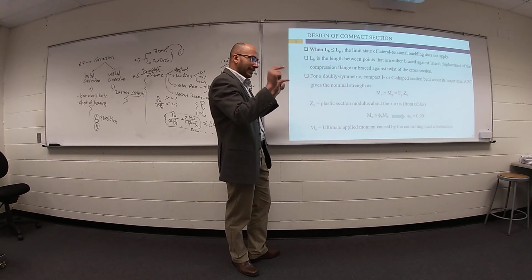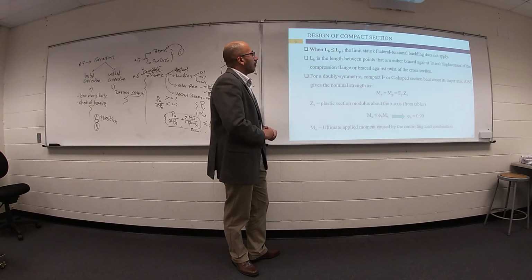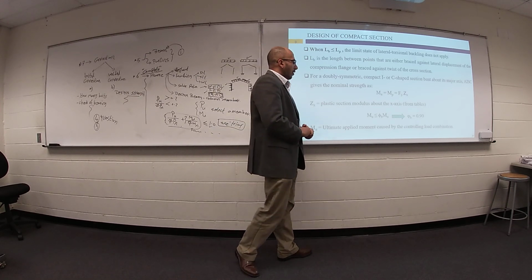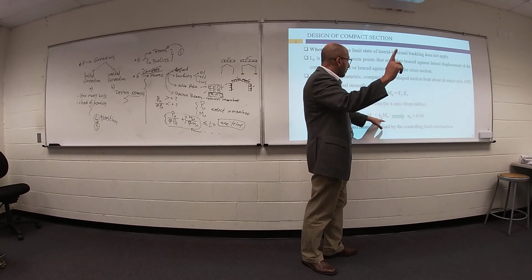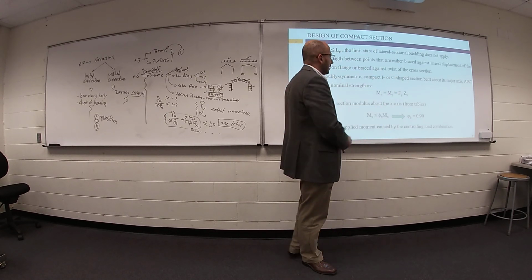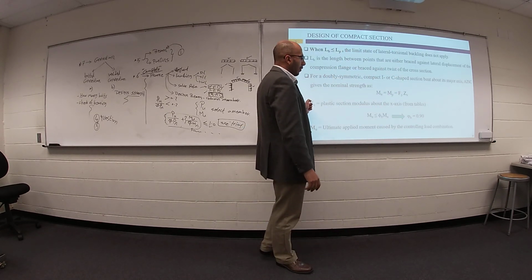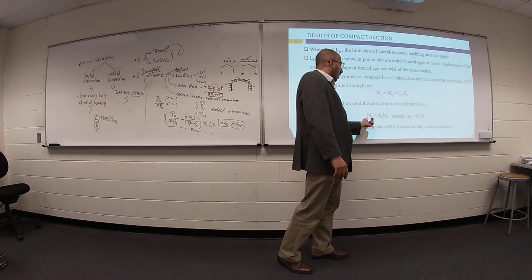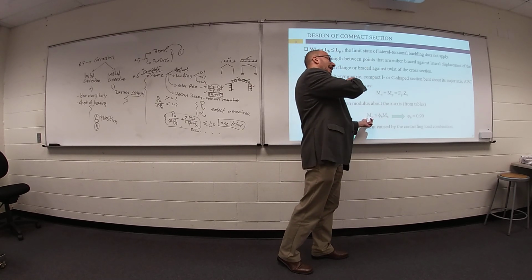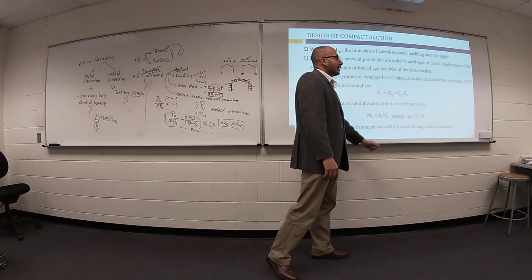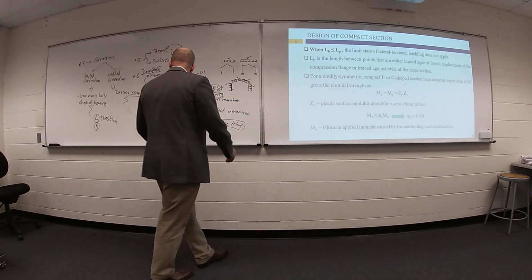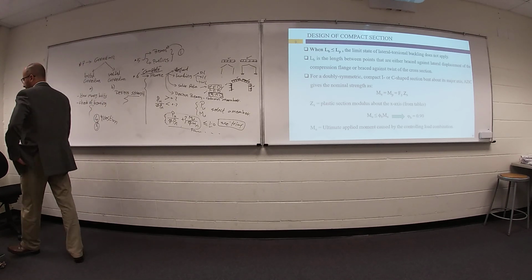You can get it from the same beam design table, or you can get it directly. You can get this value times this value times phi directly from the same table also. So our design philosophy is that your ultimate moment from structural analysis, from the factored load, must be smaller than or equal to this one.